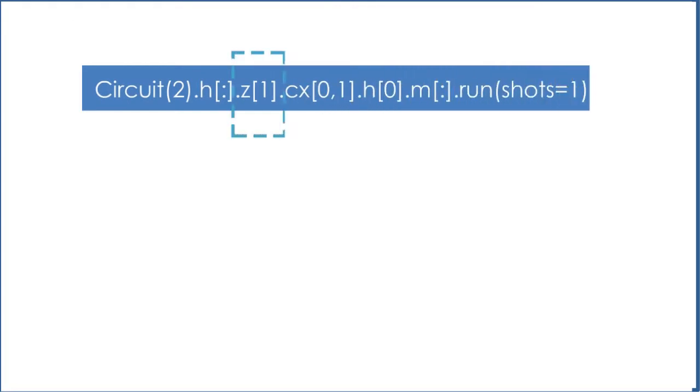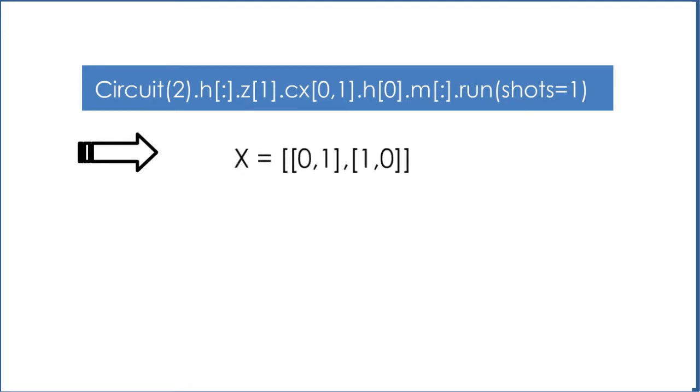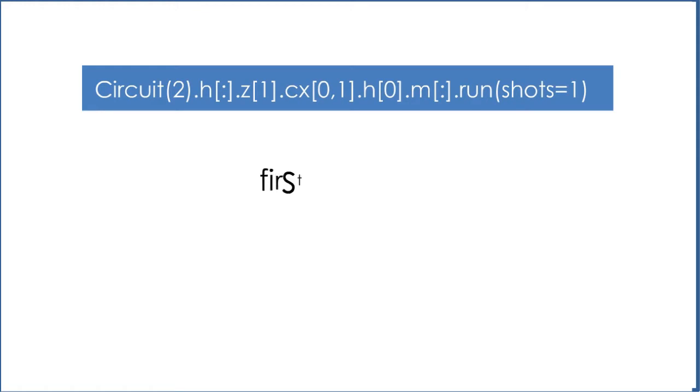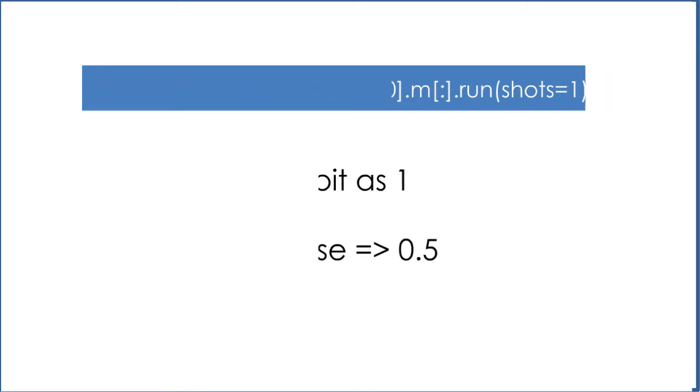In the next code, we are going to add a Z gate to the earlier circuit code. So, for this code we have X as given. We will get the eigenvector as given below, and the eigenvalue as -1. So, we will get the first bit as 1, and the phase as 0.5.